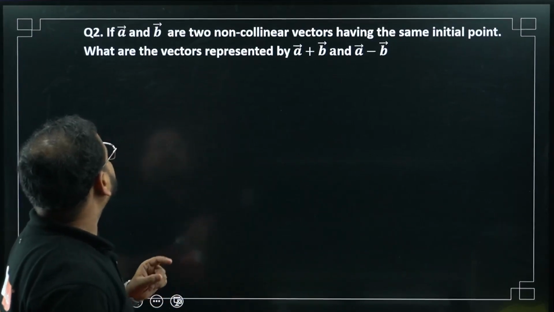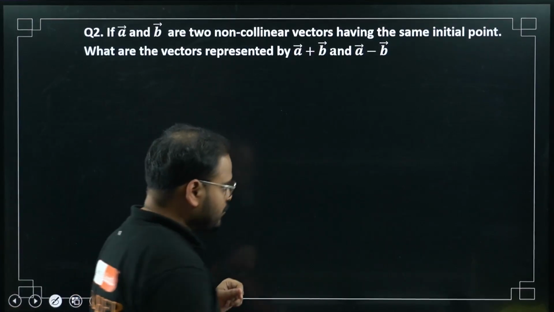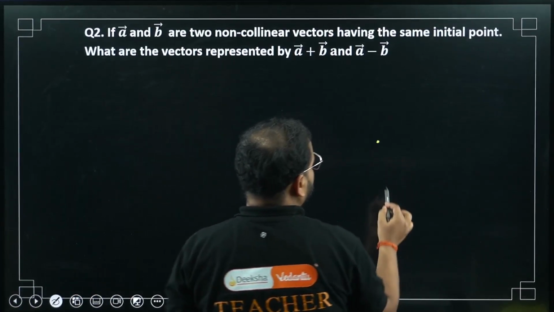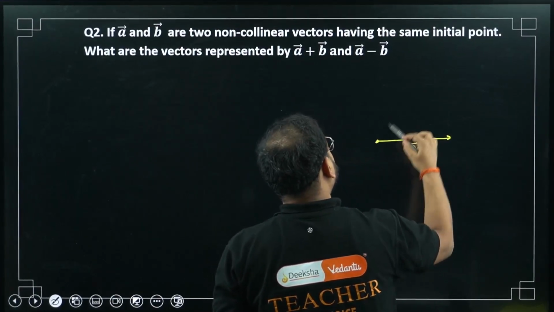Okay. If A and B are two non-collinear vectors having the same initial point, great, let's do it. A is over here, same initial point. So A is, let's say, like this, and let's say B is like this.